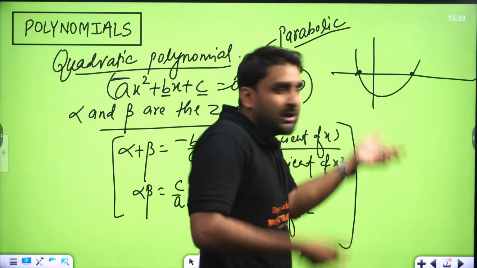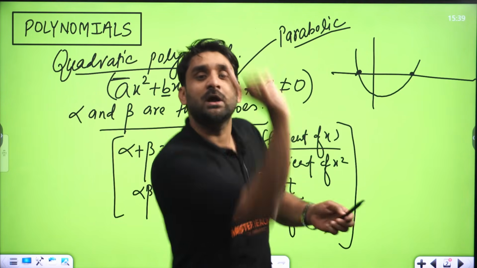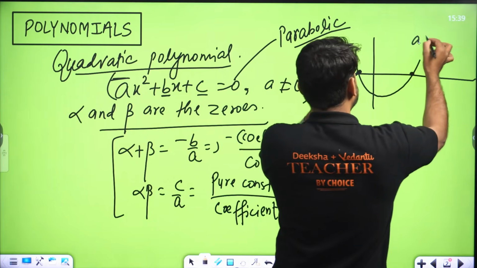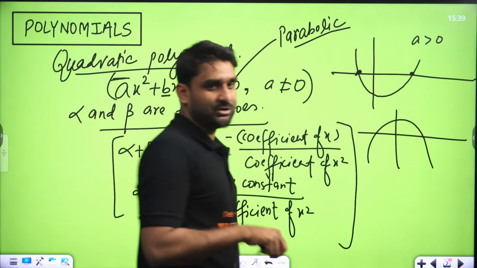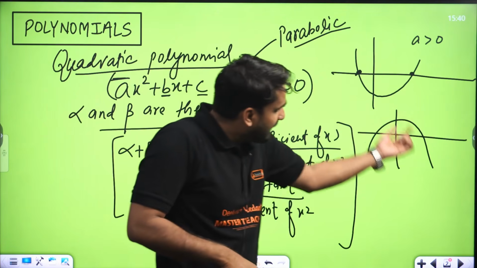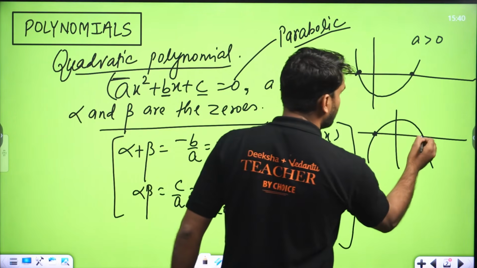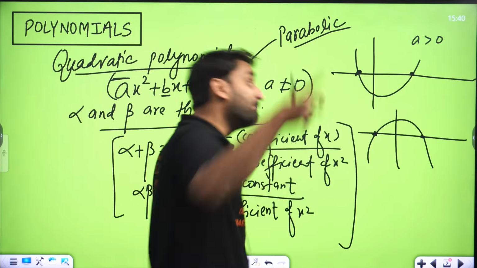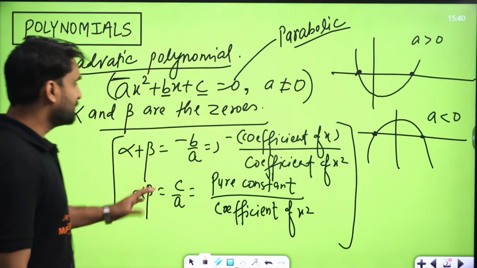If the parabolic curve opens in the upward direction, it implies that a is greater than 0. And if the parabola opens in the downward direction, but is still intersecting at 2 points, it implies two roots will be there. But downward opening means a is less than 0. So this is very important.